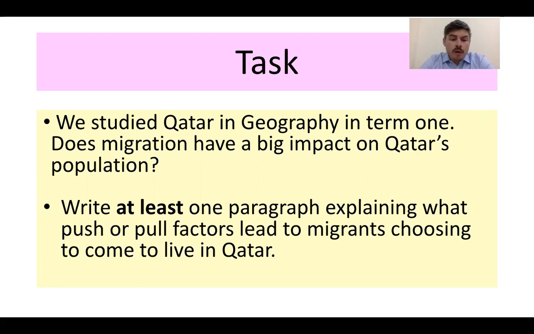So what you're going to do now, your final task, I want you to write at least 1 paragraph explaining what push or pull factors lead to migrants choosing to come to live in Qatar. So what makes people want to come to Qatar? Remember, people in Qatar come from many different countries. And what are the push factors from some of those countries? So what makes them want to leave? And what attracts them to Qatar in particular? So why do they choose Qatar over, let's say, Saudi Arabia, Syria, Oman, these kind of places?